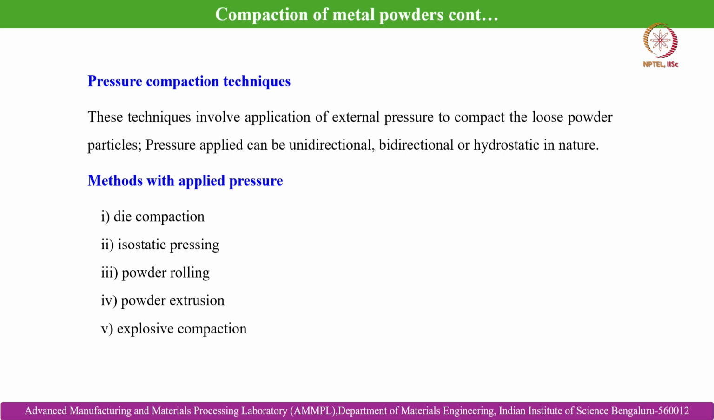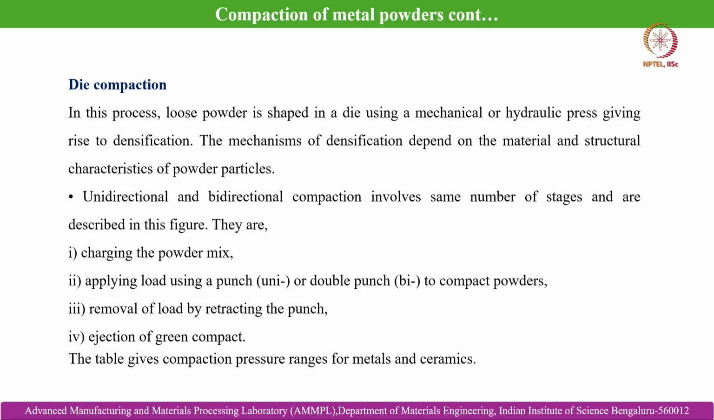So methods with applied pressure can be classified as die compaction. This is the most general form that we use, that is, mostly we use uniaxial die compaction for simpler shapes. And then isostatic pressing, it can be hot isostatic pressing or cold isostatic pressing, depending upon the end properties that are desired in the part that is to be produced by powder metallurgical means. And then there is powder rolling, powder forging, and explosive compaction. So these are the pressure assisted compaction techniques.